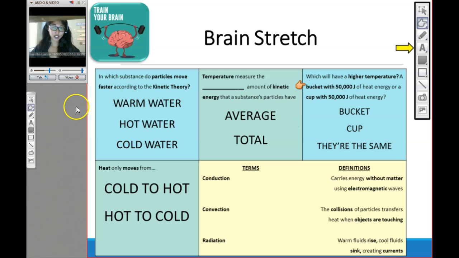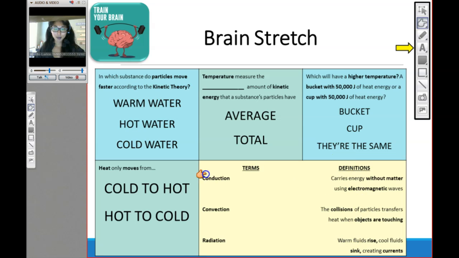Which one will have a higher temperature? A bucket with 50,000 joules of heat energy or a cup with 50,000 joules of heat energy. So bucket, cup, or they're the same. And let's see here, heat only moves from cold to hot or hot to cold. Circle whichever one's correct there.